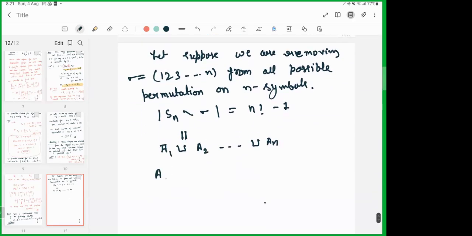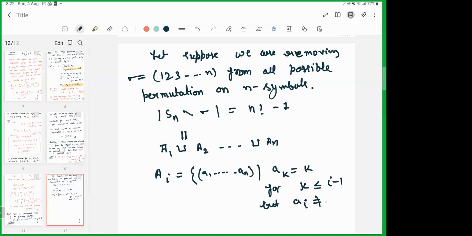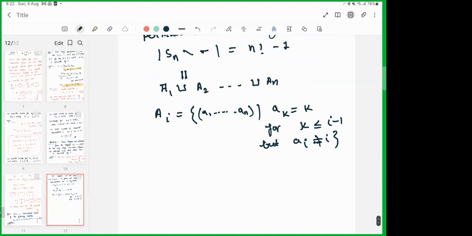So that the cardinality is exactly the right hand side. How am I going to write this? Ai is the set of permutations of size i factorial times i. I want to explain how a permutation in Ai looks. Ai consists of the permutations A1 up to An such that Ak equals k for k less than or equal to i minus 1, but Ai does not equal i.